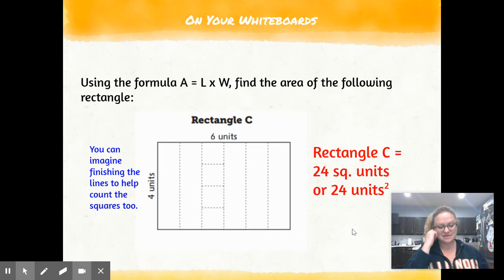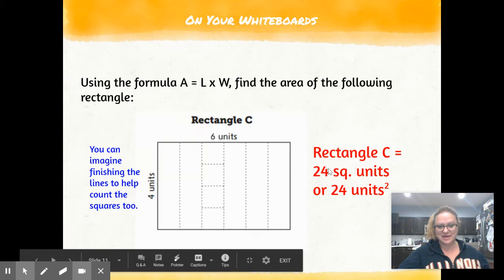Rectangle C equals 24 square units or 24 units squared. How did we get that? 6 times 4. Base times height, or length. Always think length for long. Length times width. 6 times 4, 24. A unit times a unit is a unit squared.